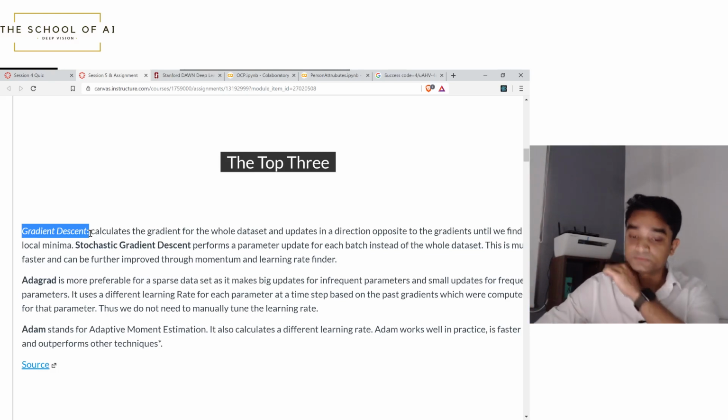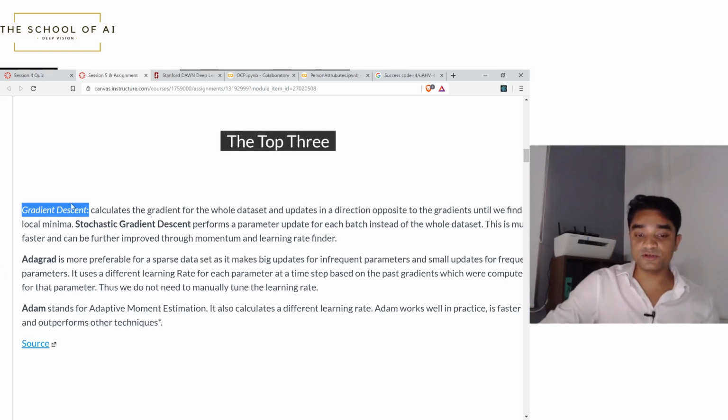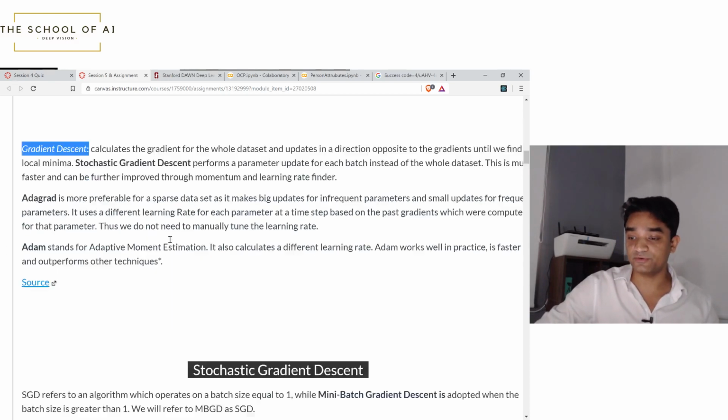Okay. Now we're going to focus on gradient descent. We are using SGD mostly. We're not going to focus on Adam and AdaGrad. I'm going to share why we are not going to do that.